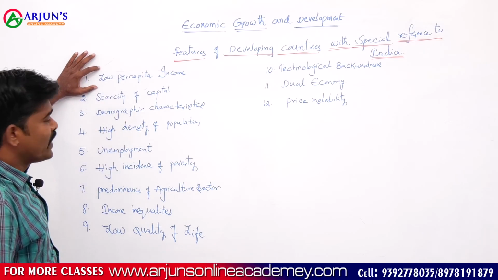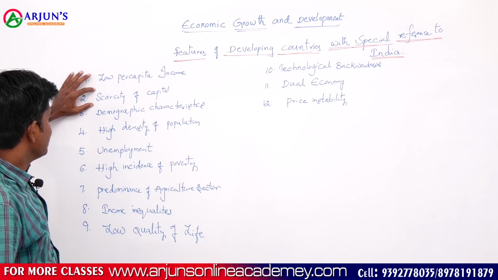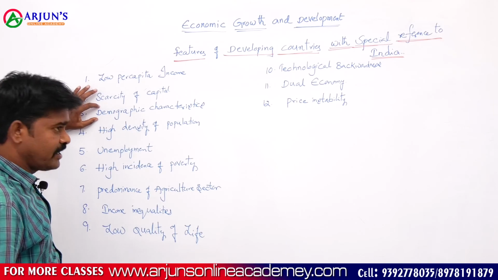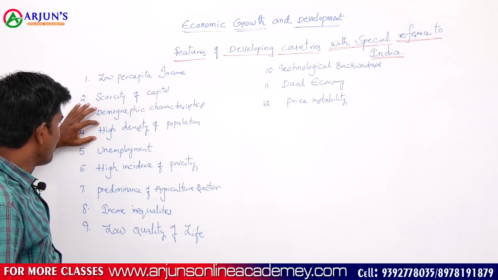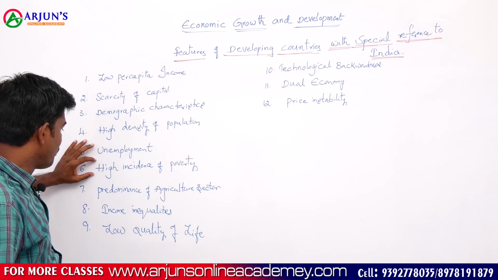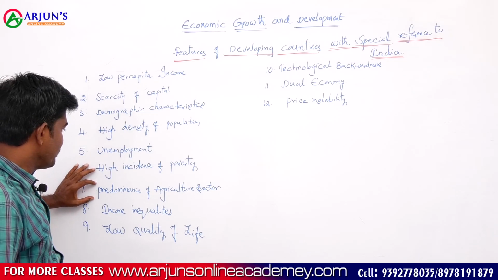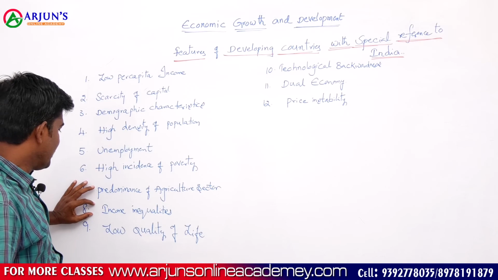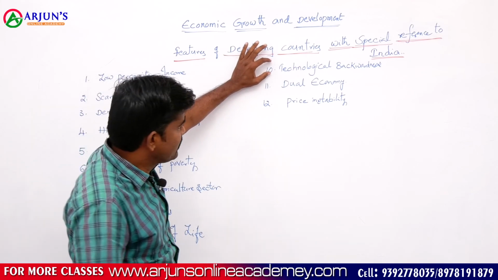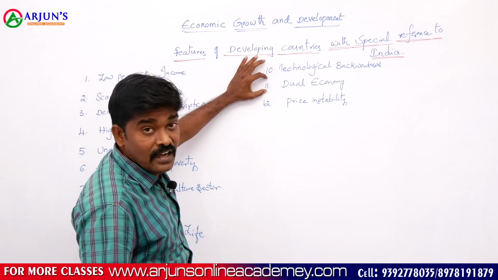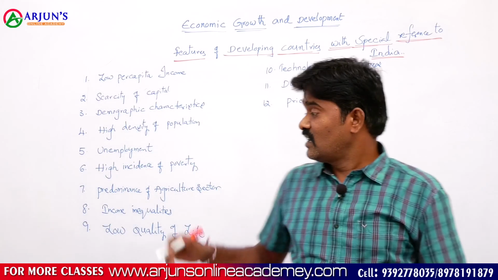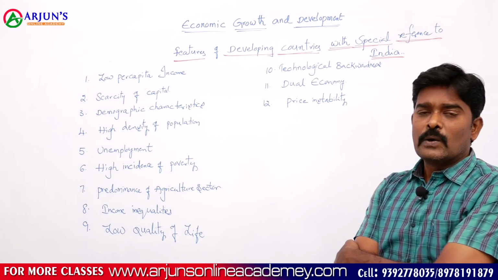So, what are the main character features of developing countries? Number 1, low per capita income. Number 2, scarcity of capital. Number 3, demographic characteristics. Number 4, high density of population. Number 5, unemployment. Number 6, high incidence of poverty. Number 7, predominance of agriculture sector. Number 8, income inequalities, low quality of life, technological backwardness, dual economy, price instability. These are the character features of developing countries.